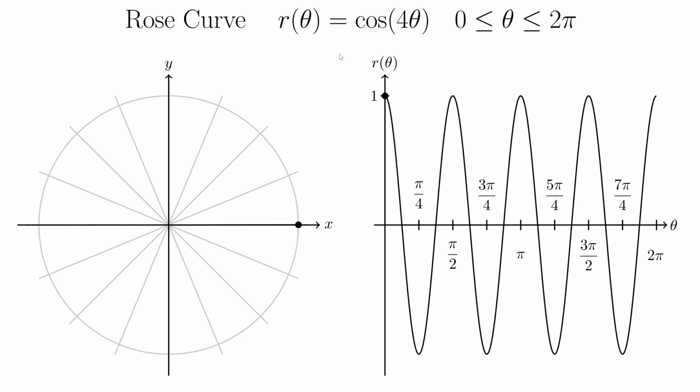This polar plot is called a rose curve, and its equation is r of theta equals cosine 4 theta. So the 4 next to theta is what makes it a rose curve. And theta here runs from 0 to 2 pi. So we're going to start out at theta equals 0, and then cosine of 4 times 0, that's 1. So we start out right here.